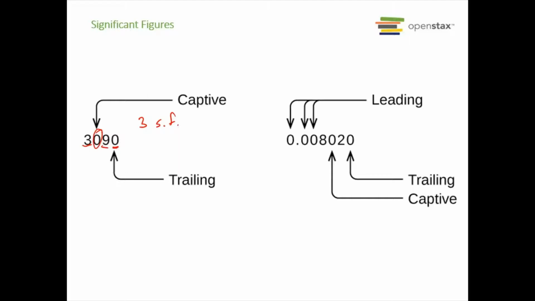Now this other number, 0.008020, we have these 3 leading zeros. So these are not significant figures. But the 8, the 2, the sandwiched 0, and then this trailing 0, because it's after a decimal point, these are all significant. So this has 4 significant figures.